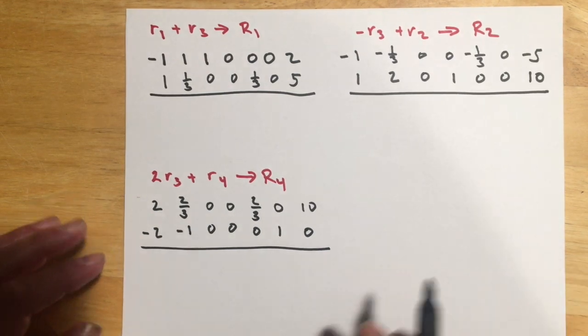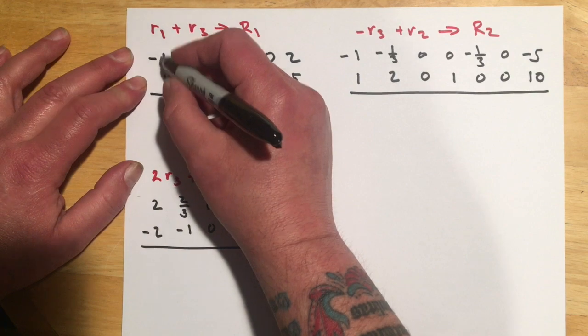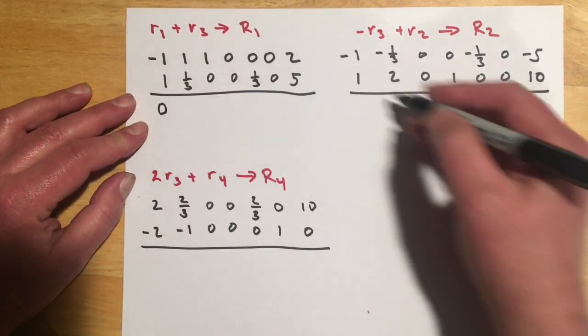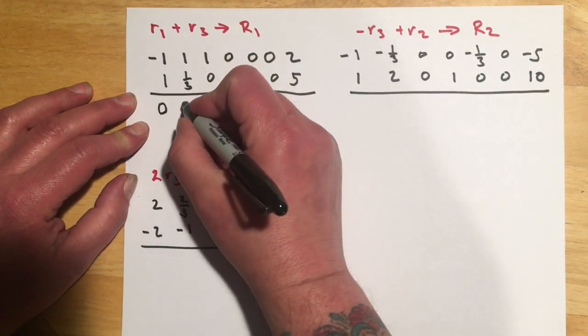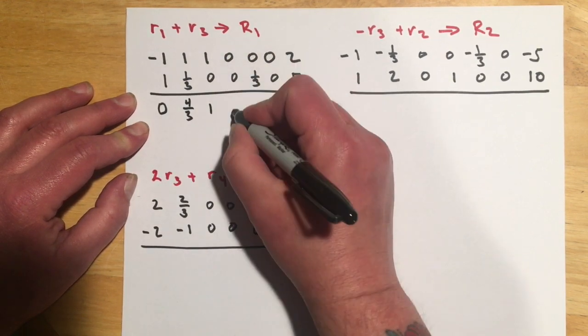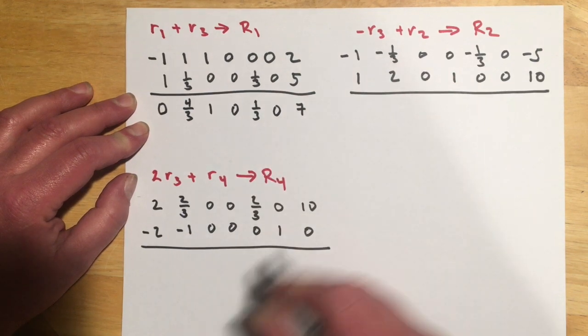Okay, so I have all those set up now. So here's row 1 and row 3 for our new row 1. So -1, 1 is going to give us 0. And that was what we're trying to do, is get all these first columns to 0. 1 and 1/3, also known as 4/3. 1 and 0 for 1, 0, 1/3, 0, and 7.